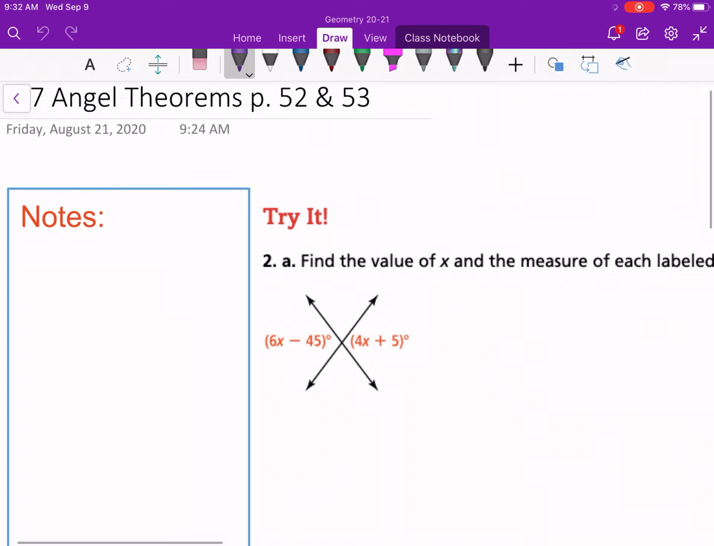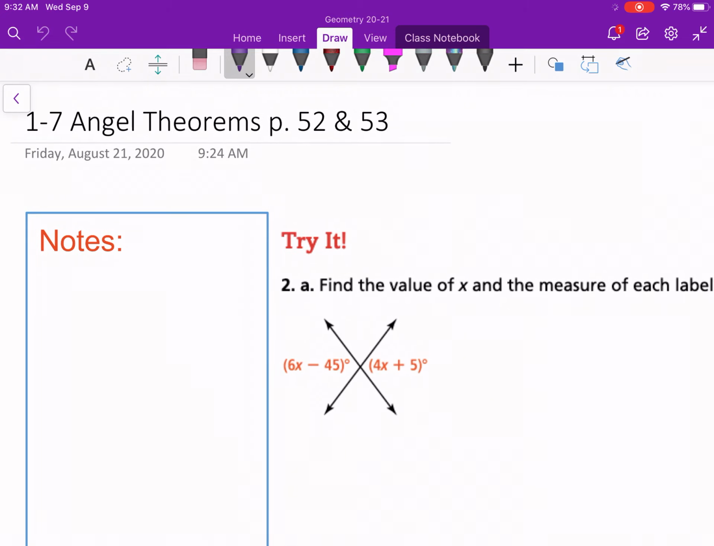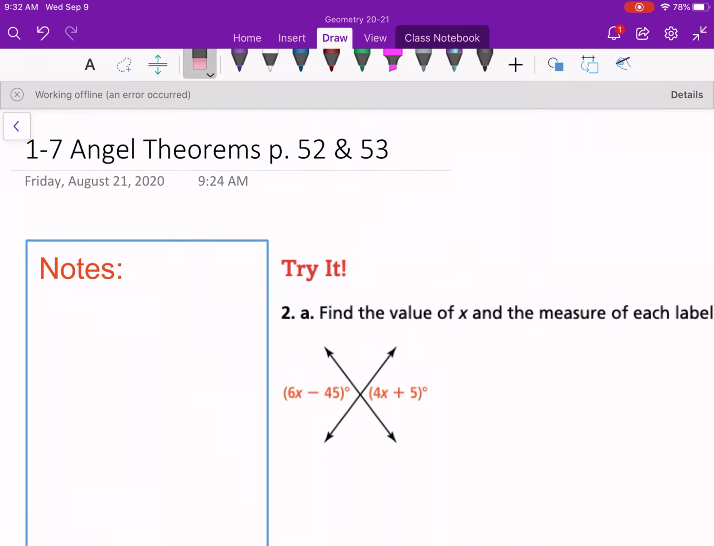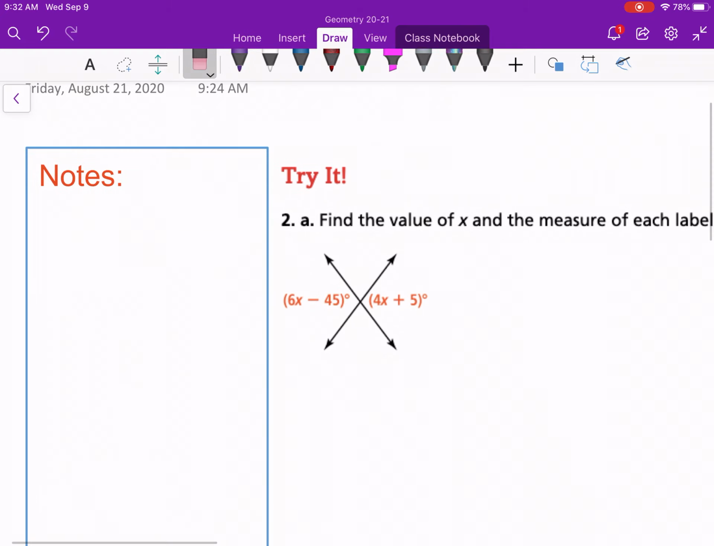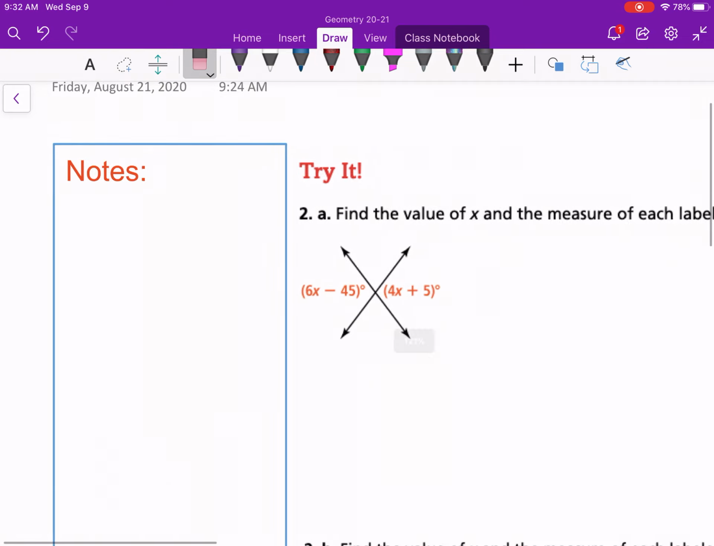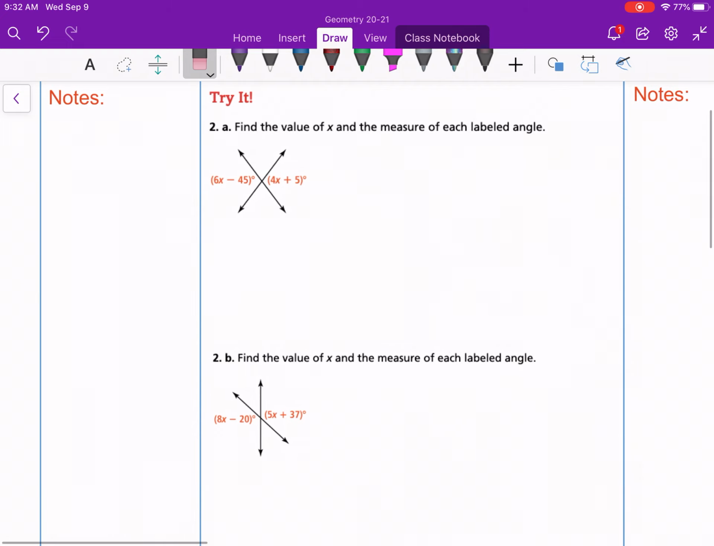All right. Hi, guys. We are on section 1.7. If you do have your workbook now, you should follow along with me on page 52 and 53. Before we get started, we are going to take some notes on that side column, and then we'll dive into our examples. As you can see, we're going to start at number 2, so we will be skipping around a little bit.